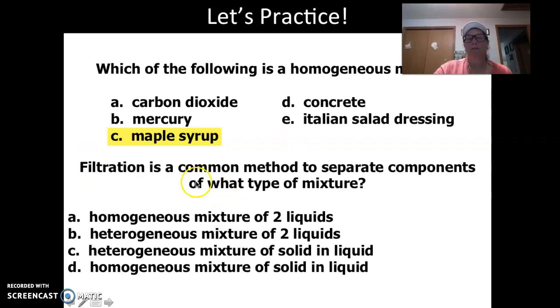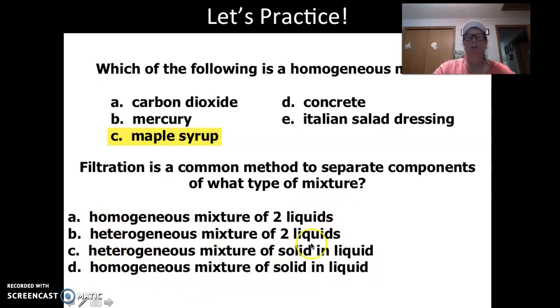Filtration is a common method to separate components of what type of mixture? If you're filtering something, you can't do two liquids. You can't do gases. Filtration is where we have the filter paper and you pour it through and it catches something. So it's going to catch a solid. And what do we have here? Heterogeneous mixture of a solid and a liquid. Homogeneous mixture of a solid and a liquid. Well, if it's homogeneous, a solid and a liquid, that means it dissolved, and that wouldn't catch in the filter paper either. So it'd have to be this one.